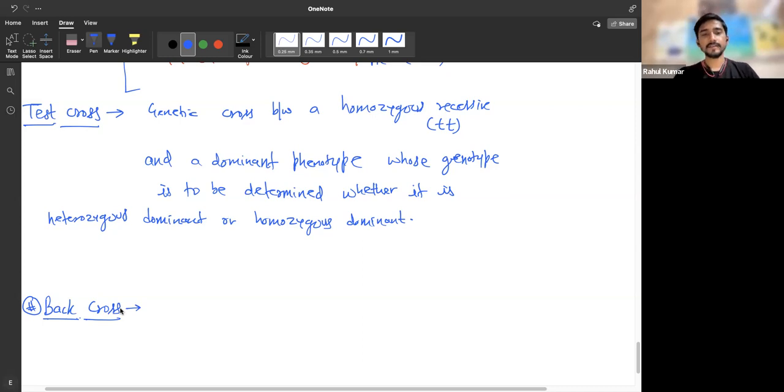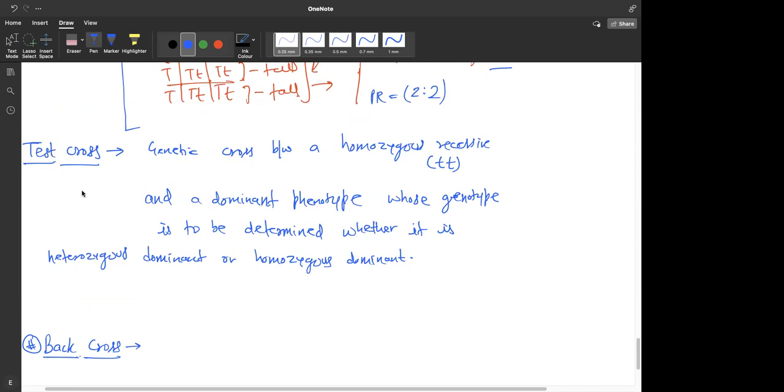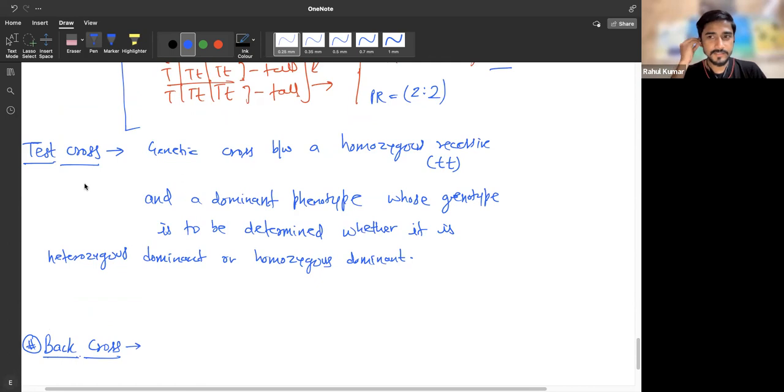So in a way, can I say that test cross is a special type of a back cross only? Think about it first. Is test cross all the time a back cross? Yes, it is, right? It is a special type of a back cross where we are choosing that parent which is homozygous recessive all the time. So all back crosses are not test crosses, but test crosses are back crosses.